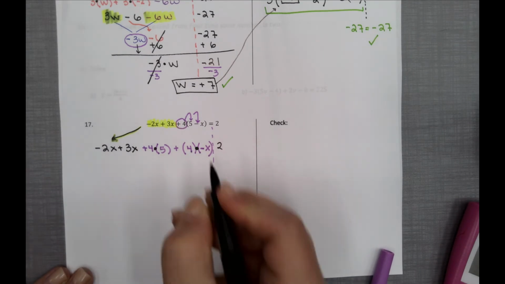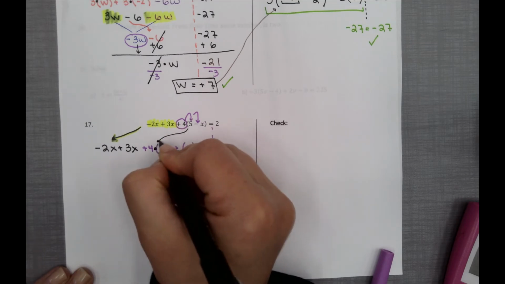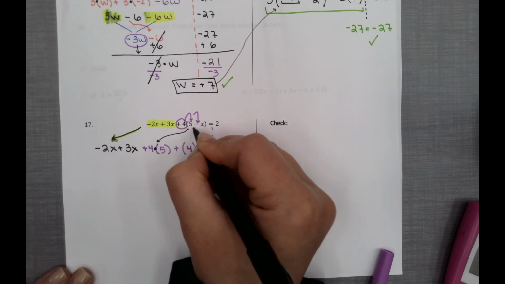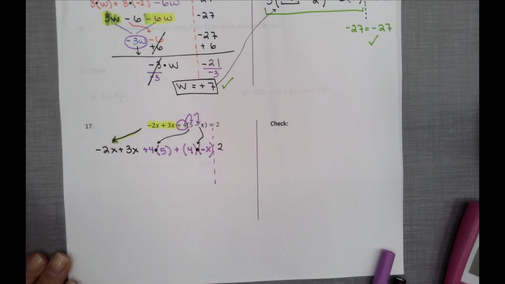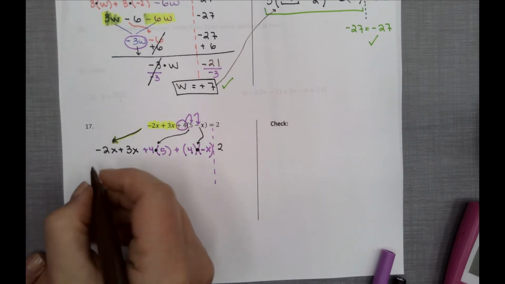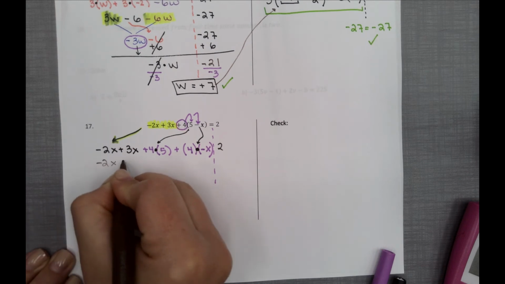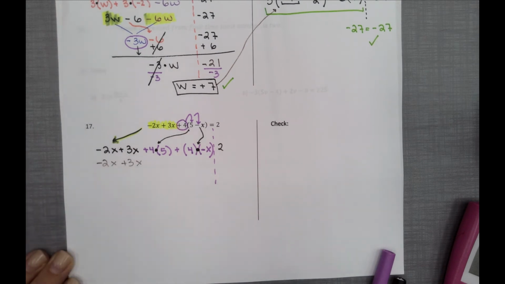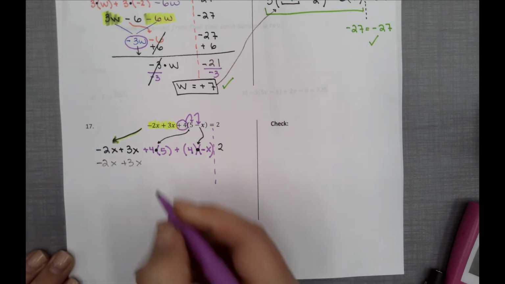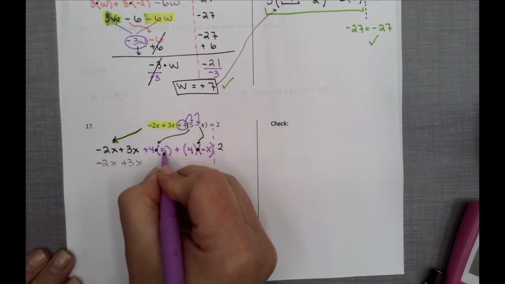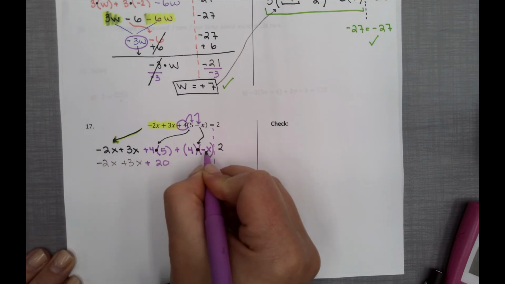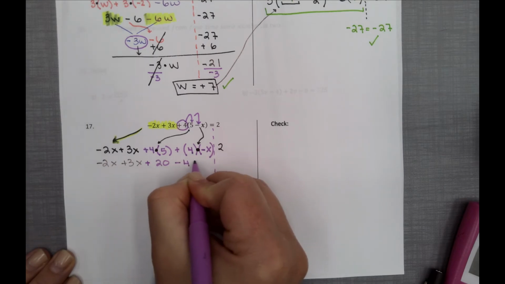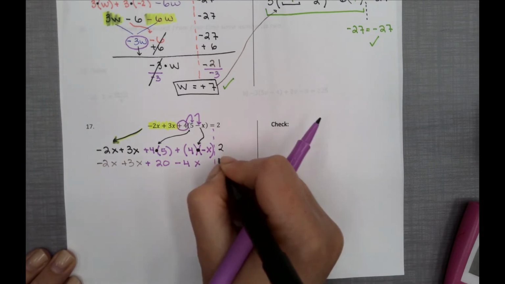Remember that these mean multiplication. So here we have the 5 and the 4. Here we have the 4 and the x. Now these happen to be like terms. I'm not going to write them together yet. You can if you want to. I'm just going to take it step by step with the multiplication of my distribution. Positive 4 times 5 is a positive 20. And 4 times negative x is a negative 4x. Here we just bring down the 2.